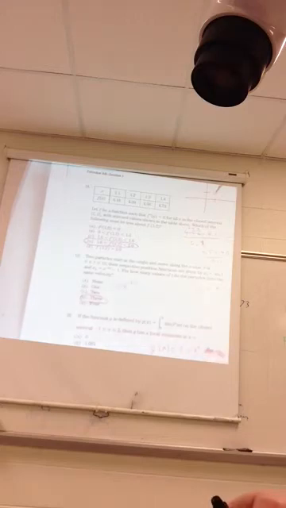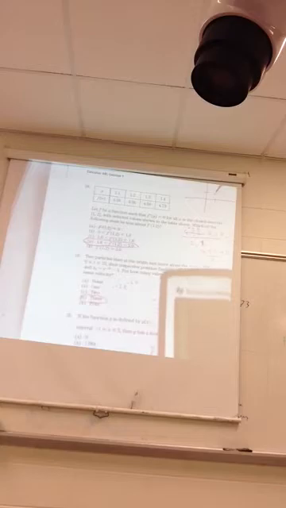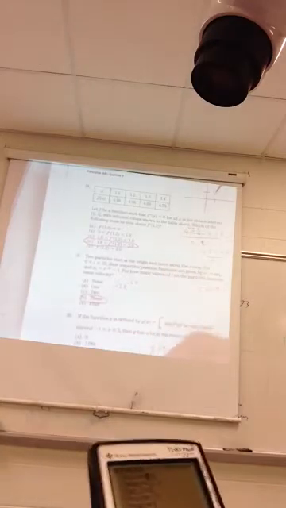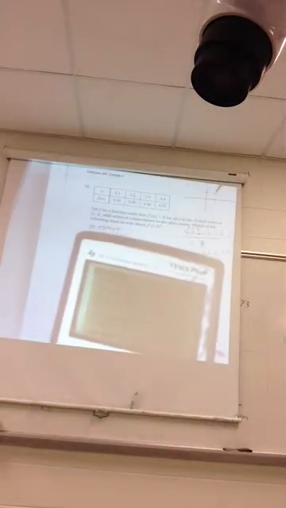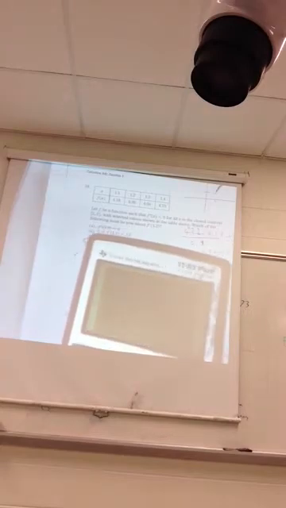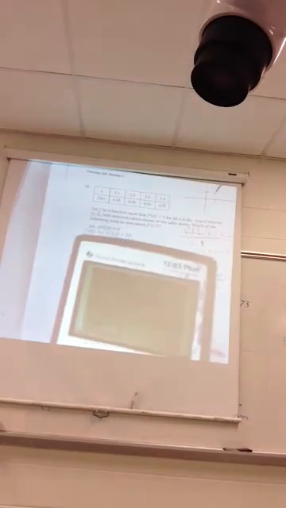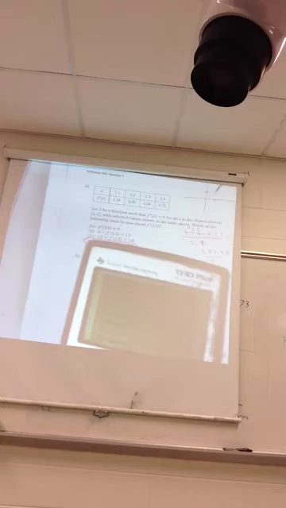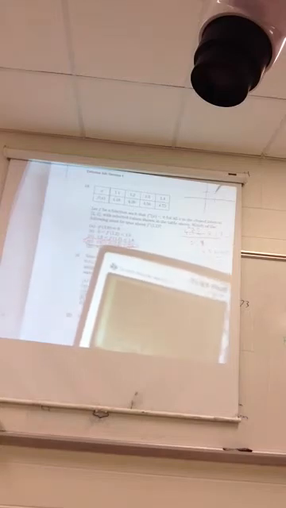They're giving us the domain of 0 to 10. So I'm going to change my window here. Let's see if it shows up better on the screen. I'm going to change my window from 0 to 10. And graph it.